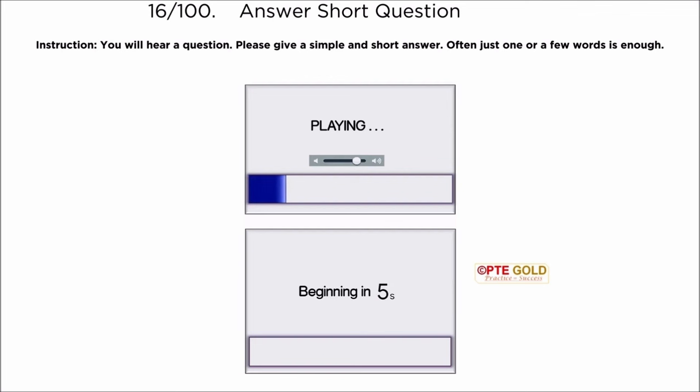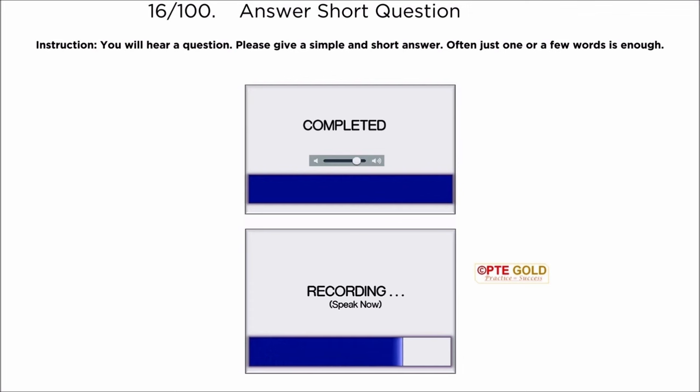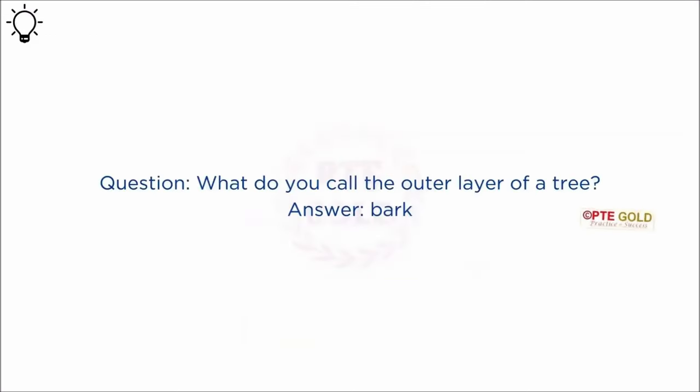What do you call the outer layer of a tree? Bark.